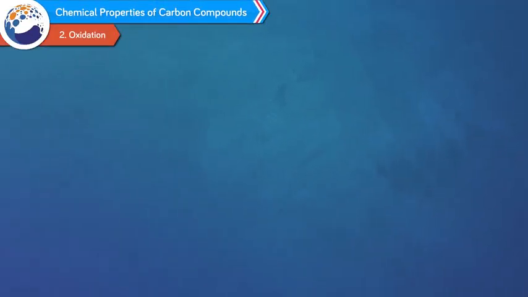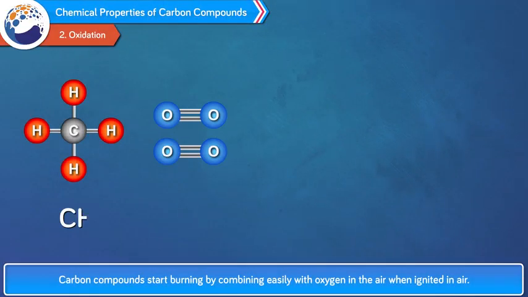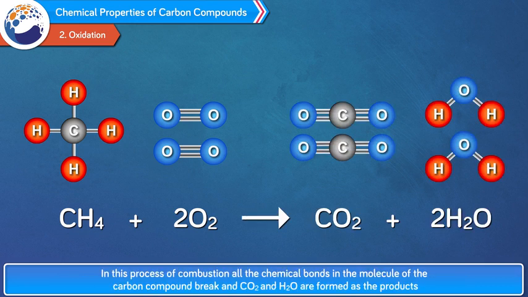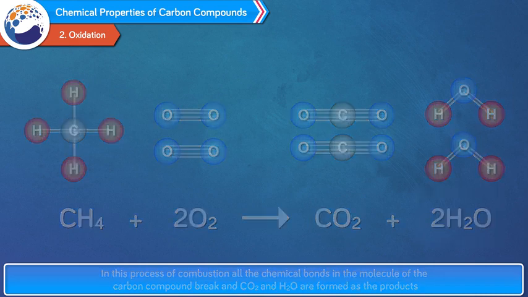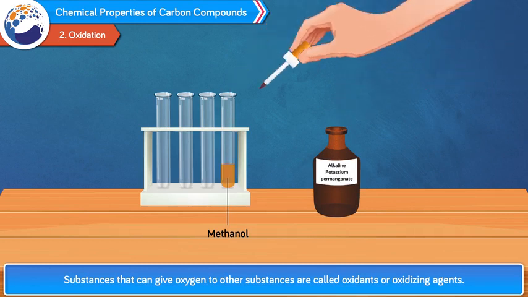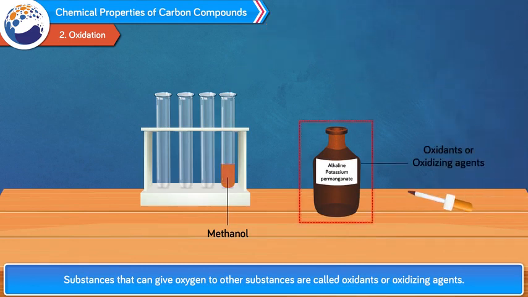2. Oxidation. Carbon compounds start burning by combining easily with oxygen in the air when ignited in air. In this process of combustion, all the chemical bonds in the molecule of the carbon compound break and CO2 and H2O are formed as the products. Substances that give oxygen to other substances are called oxidants or oxidizing agents.